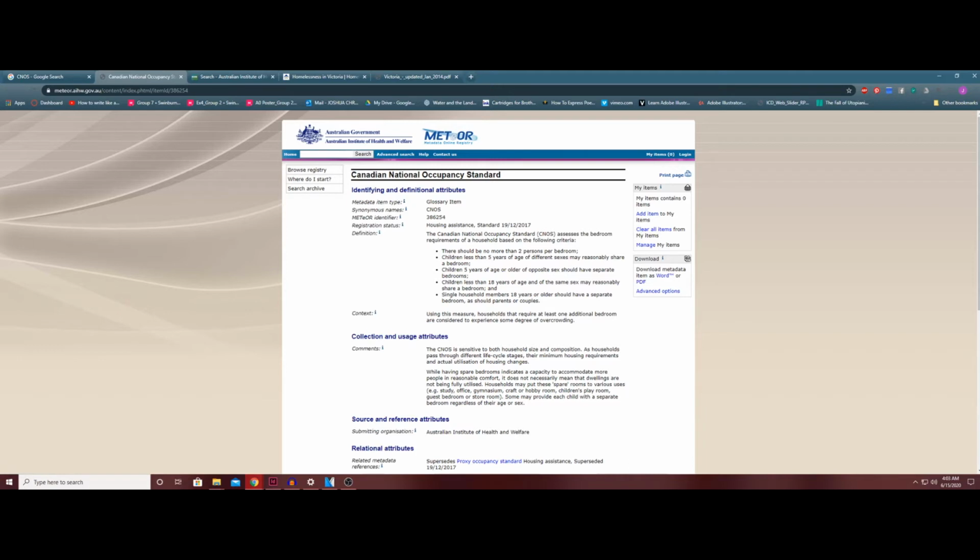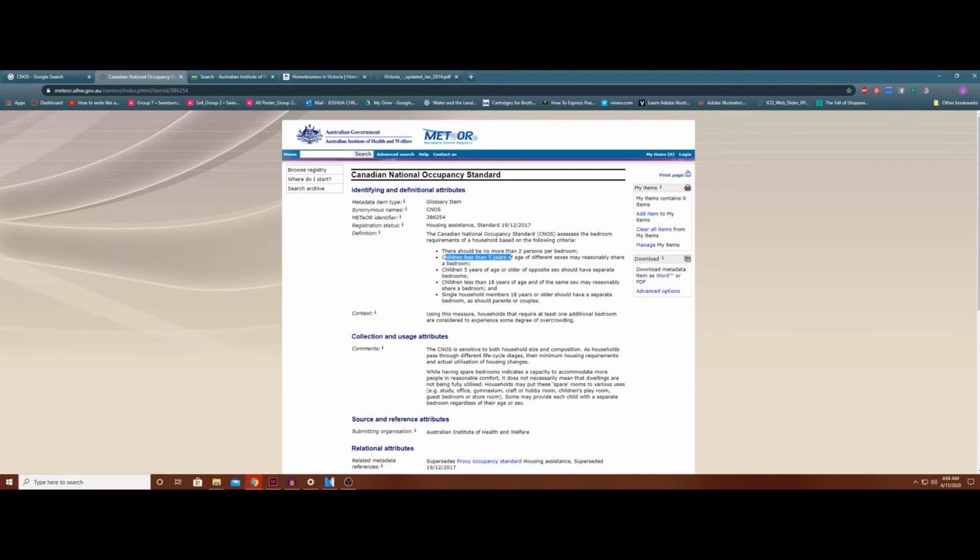It's the bedroom requirements of a household based on the following criteria. Basically they calculate and assess the quality of the bedrooms of households, what it consists of, and whether that household is considered overcrowded or not. There should be no more than 2 persons per bedroom.